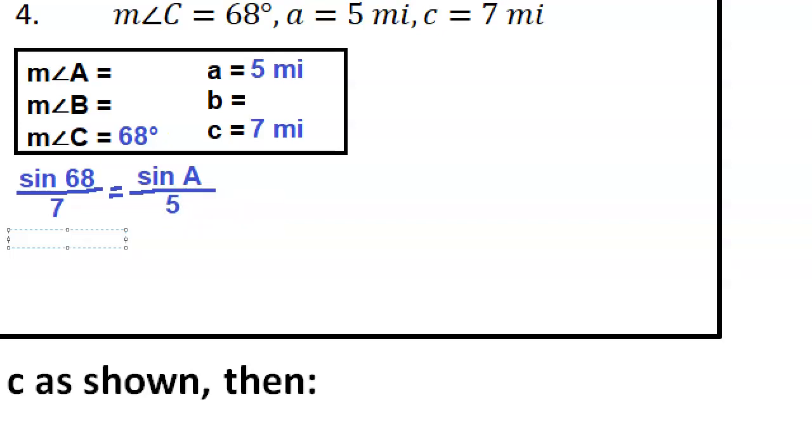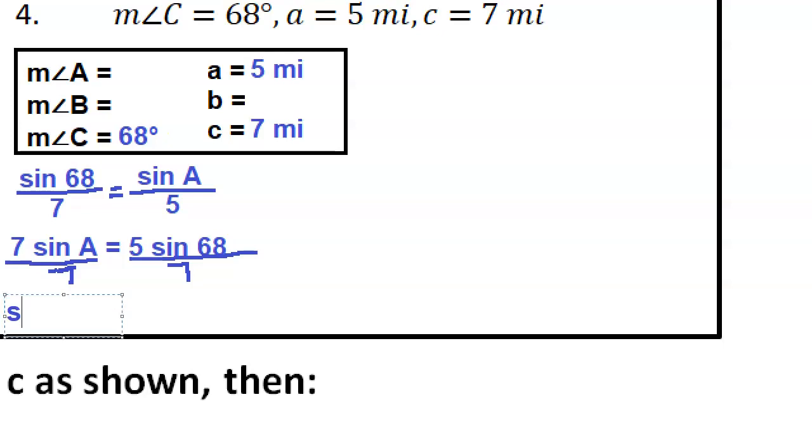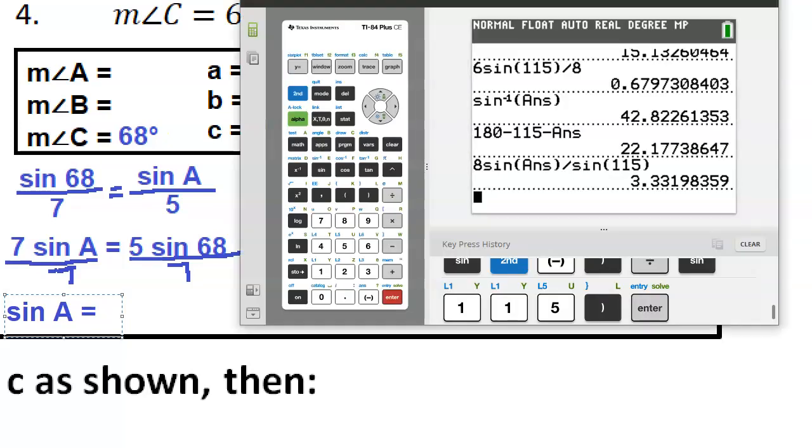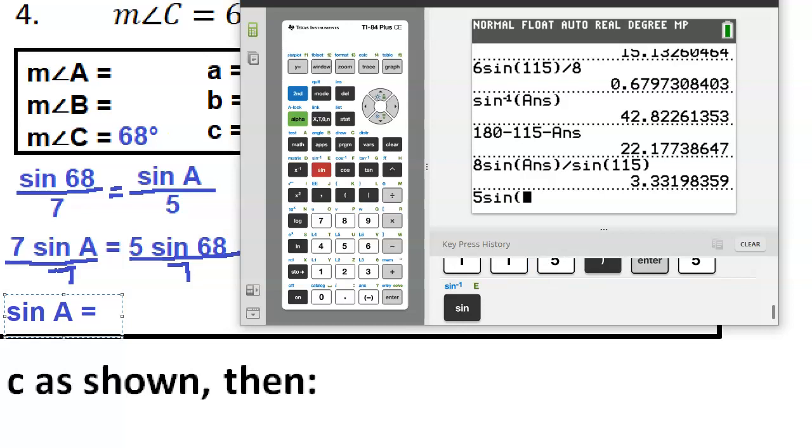All right, so we are going to cross multiply here, and we're going to say 7 times the sine of A equals 5 times the sine of 68. And then remember, this is the type of problem that has an extra step where we have to divide both sides by 7 and then do something else after that. So sine of A equals 5 times the sine of 68 divided by 7.